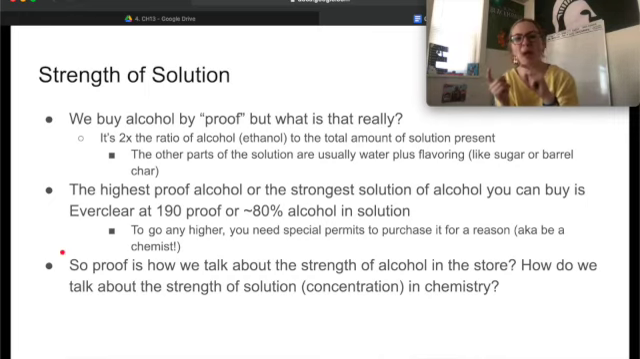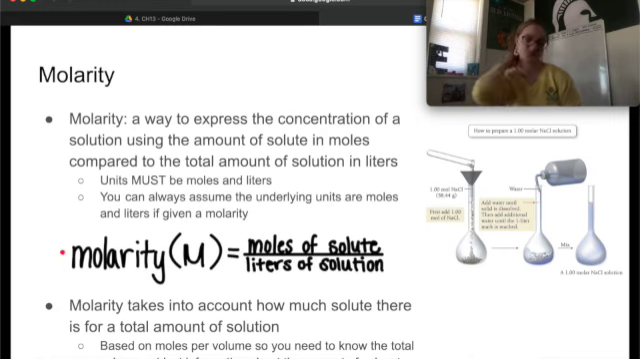How do we talk about the same thing in chemistry? Like, how do I talk about that strength of solution or concentration in chemistry? Since we're familiar with proof, that's what's going on here, but how do we talk about the same thing in chemistry? So we use something called the molarity. The molarity is a way to express the concentration of the solution by using the amount of solute in moles compared to the total amount of solution in liters.